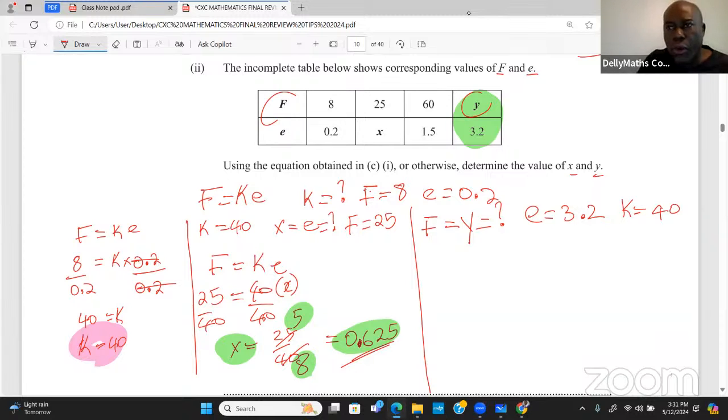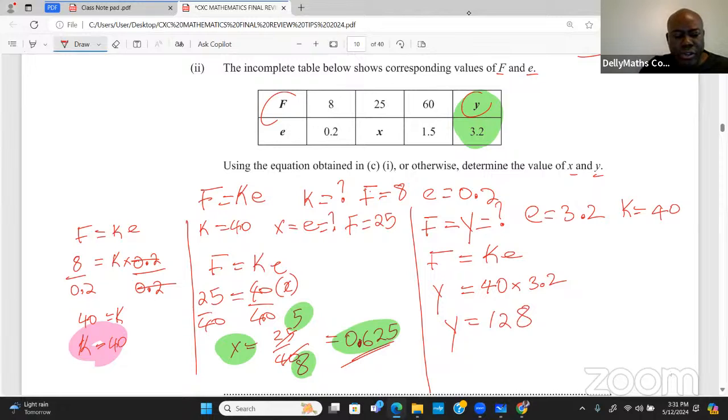So let us now push through. Remember the formula that dictates the pace for this question. It says F is equal to KE. It doesn't change until the narrative changes for another question. What is F? F is a Y value that we intend to find. What is K? K is the constant. It remains 40 times E. What is E? E is 3.2. Let us work that out. 40 times 3.2 is going to give me about 128. So as you could see, my Y value is 128.